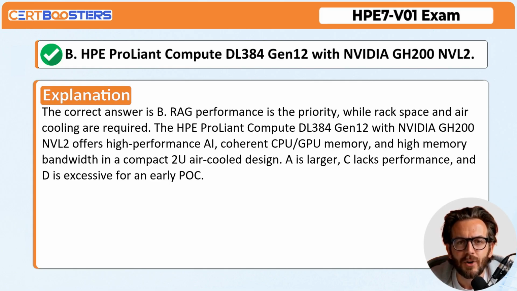RAG performance is the priority, while rack space and air cooling are required. The HPE ProLiant Compute DL384 Gen 12 with NVIDIA GH200NVL2 offers high-performance AI, coherent CPU/GPU memory, and high memory bandwidth in a compact 2U air-cooled design. A is larger, C lacks performance, and D is excessive for an early POC.